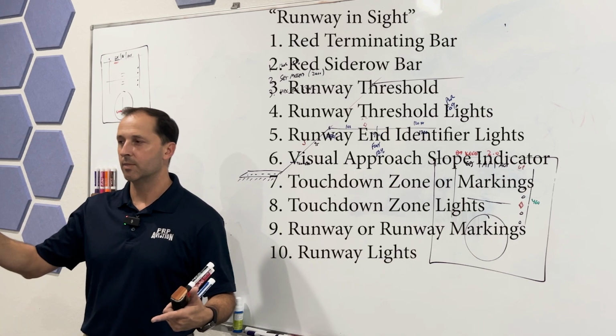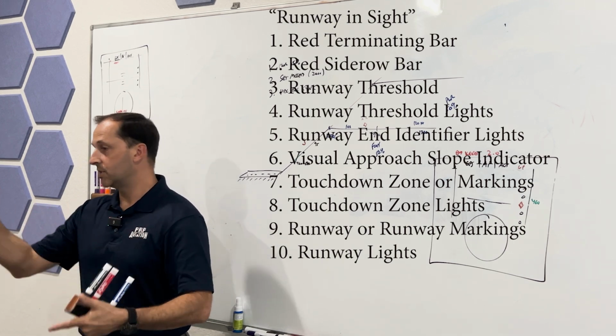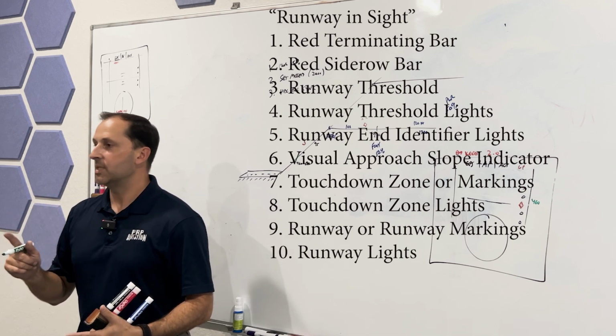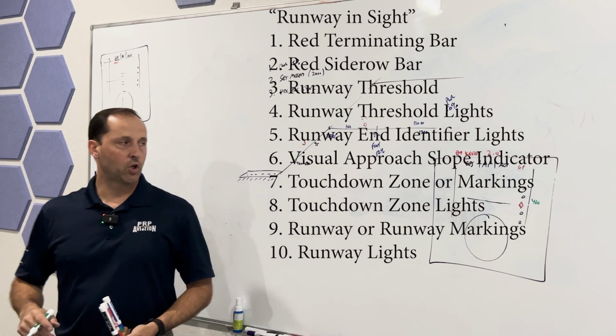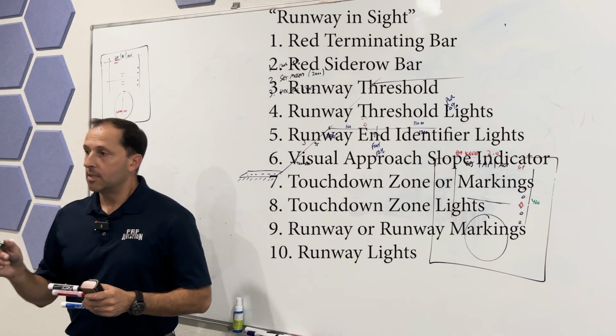What are those 10 items that you need to see for the runway? Chris talked about the 10 items: runway lights, runway threshold lights, end lights. There are 10 items in the book that you can read up on. Any one of those items counts. Is the runway in sight? Okay, fair enough.